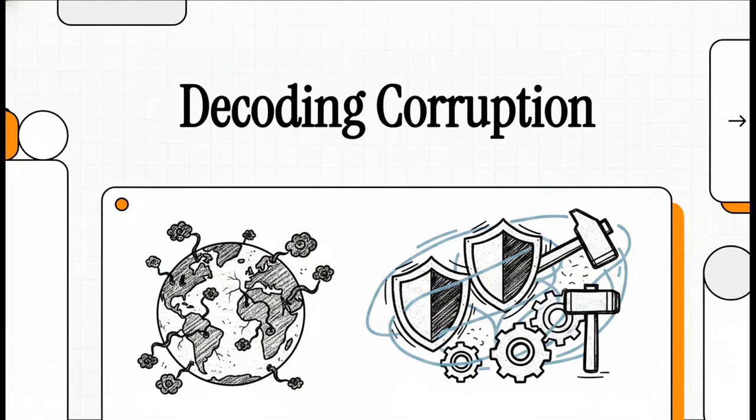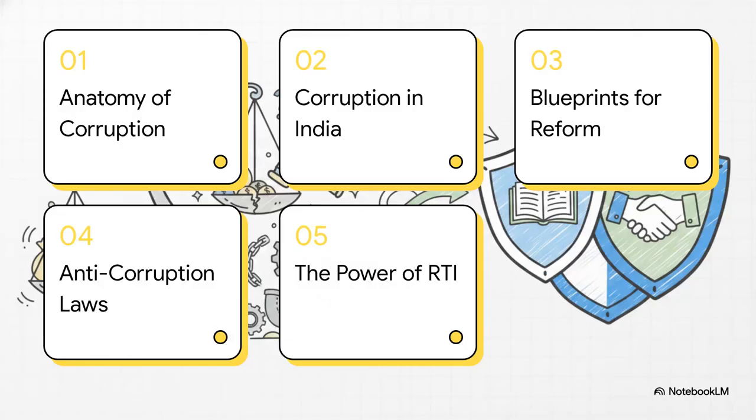Welcome to The Explainer. Today, we're diagnosing a systemic illness that affects societies all over the globe, corruption. But we aren't just going to list out the symptoms, we're going to break down the exact legal and structural frameworks designed to cure it. Here is our roadmap for today.